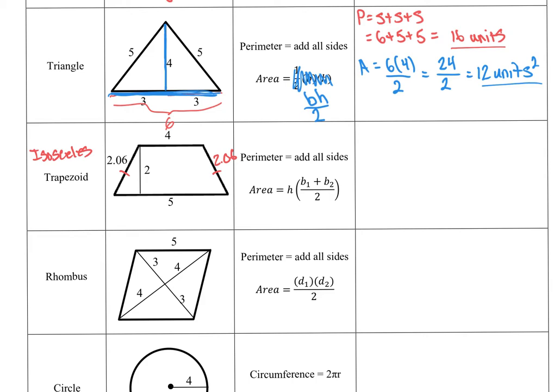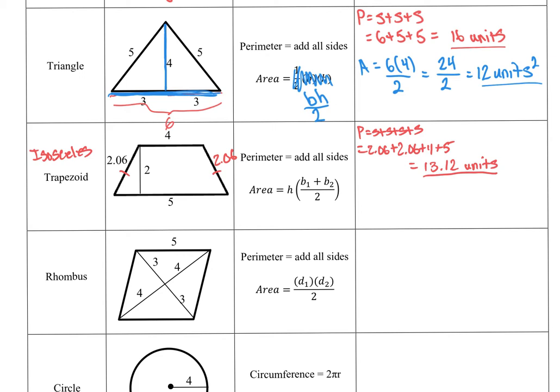So for our perimeter, we know that a trapezoid has 4 sides. So the perimeter is going to be side plus side plus side plus side. And we fill in those sides. We're going to get 2.06 plus 2.06 plus 4 plus 5. And that's going to equal 13.12 units. All right, when we add all those numbers together, that is the perimeter of this trapezoid.